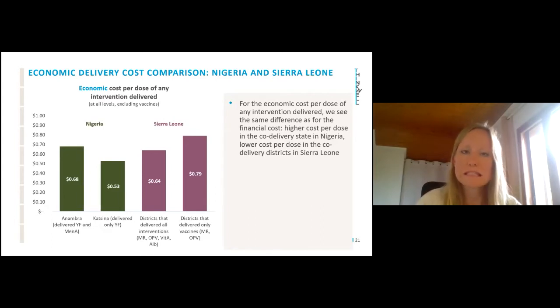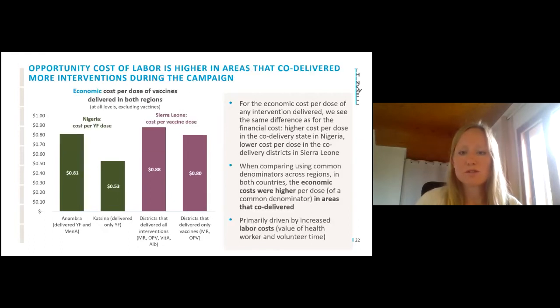So what we see is the same difference as for the financial costs, that in the co-delivery state in Nigeria, the economic delivery cost per dose is higher, while in Sierra Leone, the economic cost per dose in the co-delivery districts was lower compared with other districts that delivered fewer interventions. And we can also look at these data again to use a common denominator to better compare the 2 regions in each of the countries.